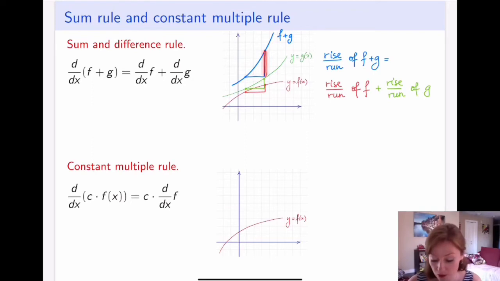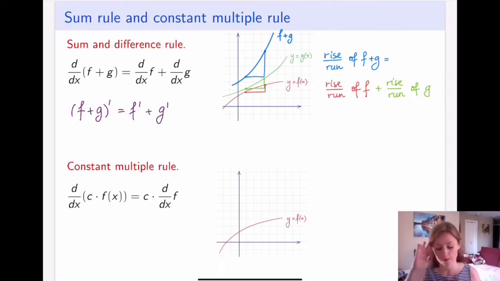And the rise for f plus g is composed of the rise of f plus the rise of g. So I can break up this function over the denominator, and I'm going to end up with rise over run of f plus rise over run of g, which means I have a separate derivative of f and a separate derivative of g. The other way to write this rule, just to practice a little bit with notation, would be to say that (f plus g) prime is just f prime plus g prime. Okay? So if I have a sum, I can split them up and compute the derivative separately.